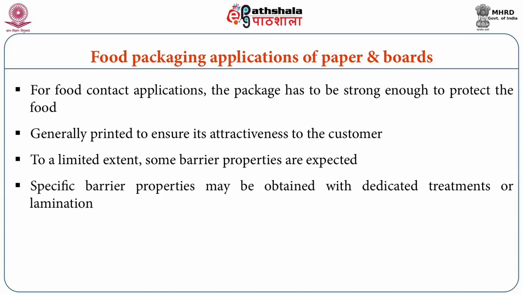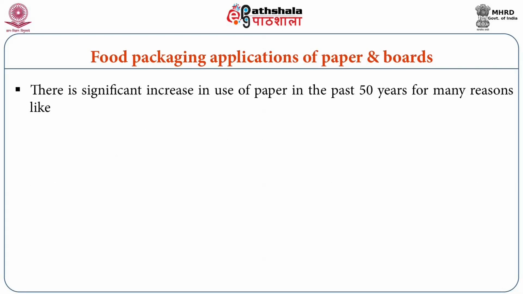Specific barrier properties may be obtained with dedicated chemical treatments or through lamination with other materials such as metal or plastic. There has been a significant increase in the use of paper and paper based packaging in the past 50 years for many reasons. It is robust and flexible. Corrugated board can be used to protect delicate porcelain or large electrical items, but also delicate fruits and vegetables. It is practical because cartons can be delivered flat to the packager, reducing space and transport costs, and then it can be formed when it is used.